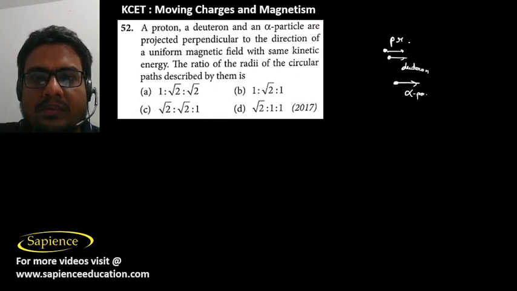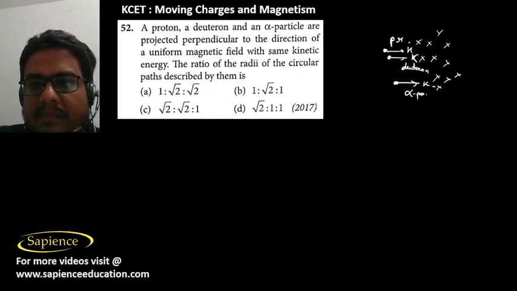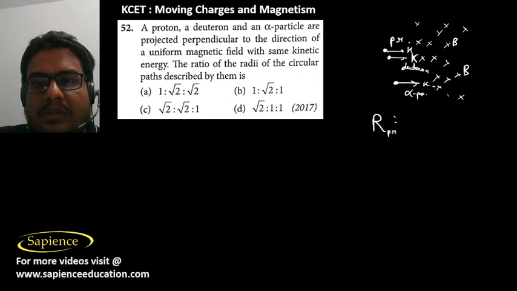They are projected perpendicular to the direction of a uniform magnetic field, and they have the same kinetic energy. Find the ratio of the radii of the circular paths described by them. Suppose the magnetic field is acting inwards throughout this region. We have to find the ratio of the radius of the proton, the radius of the deuteron, and the radius of the alpha particle. So this we have to find.